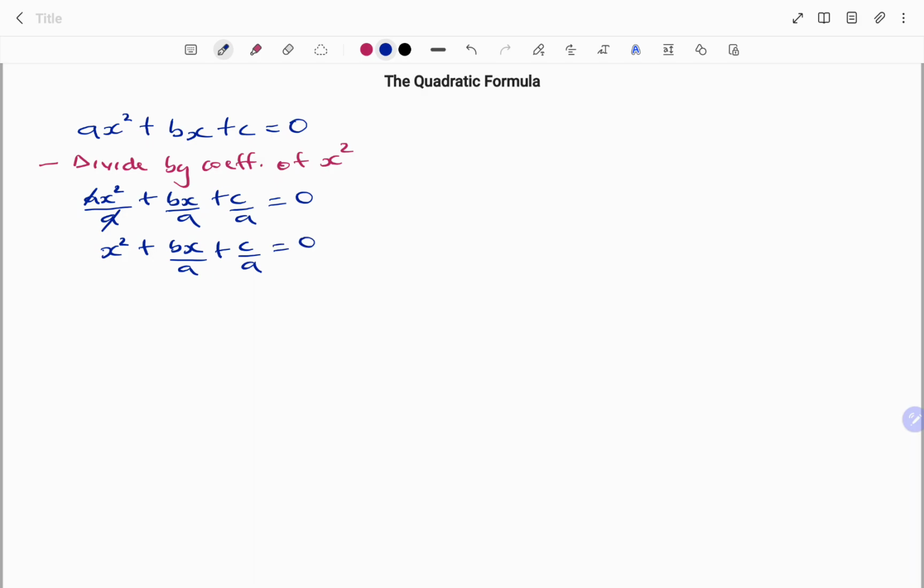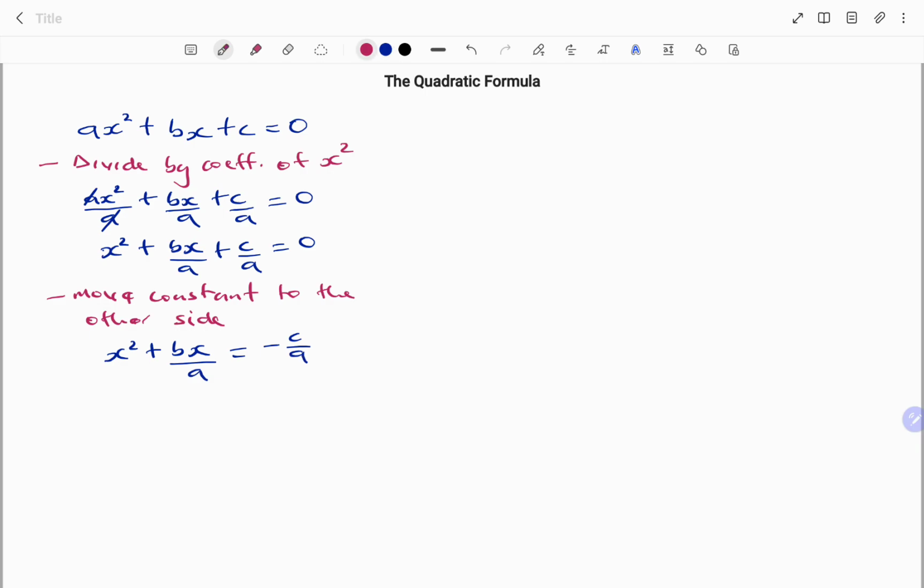The next step is to move the constant to the other side. The constant here is c over a, and because it's positive on the left hand side, if we move it to the other side, it's going to be negative. So we have x squared plus bx over a equals minus c over a.